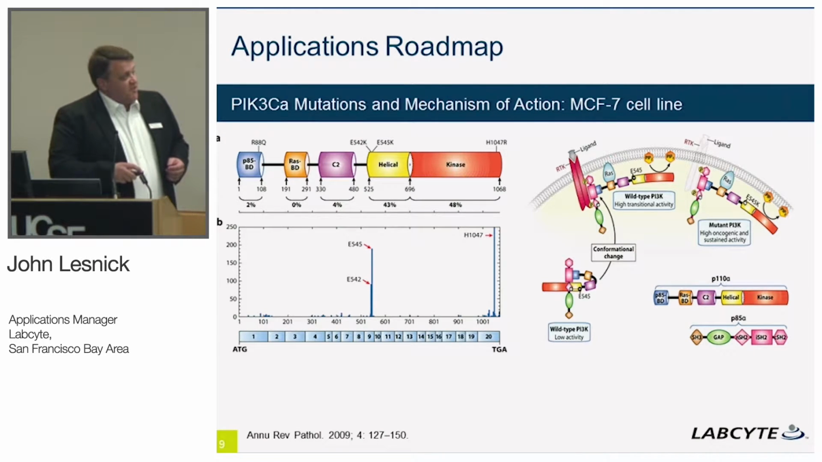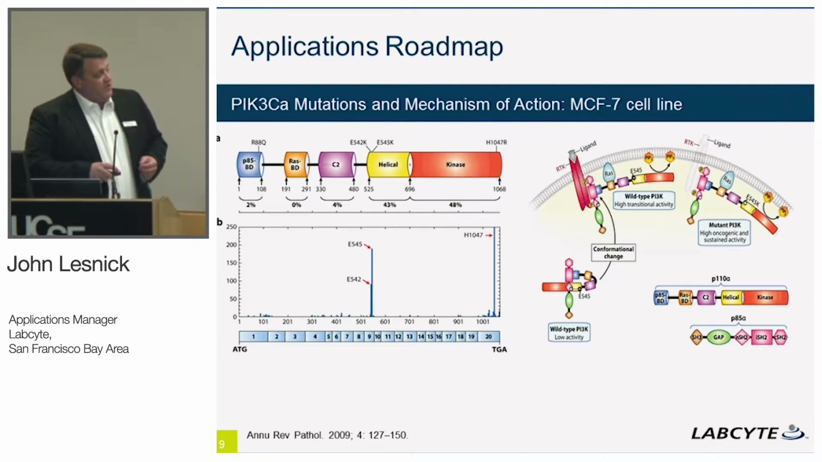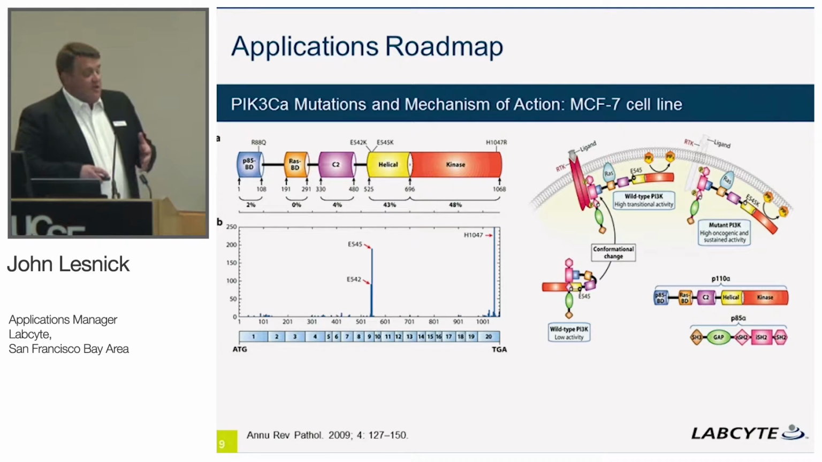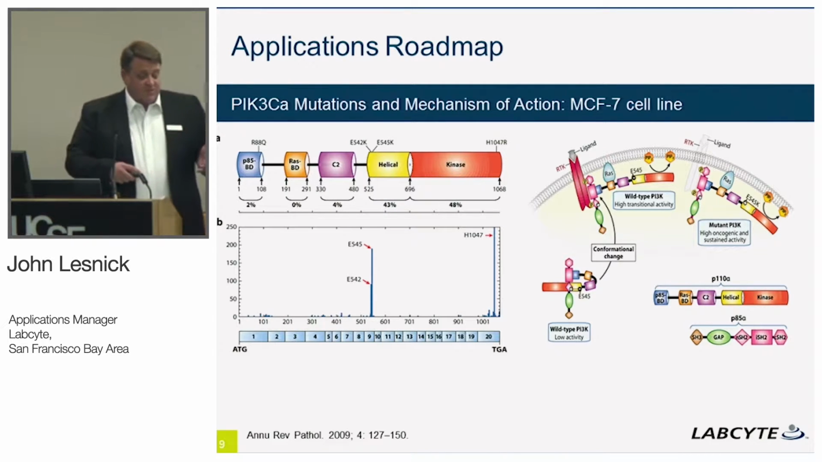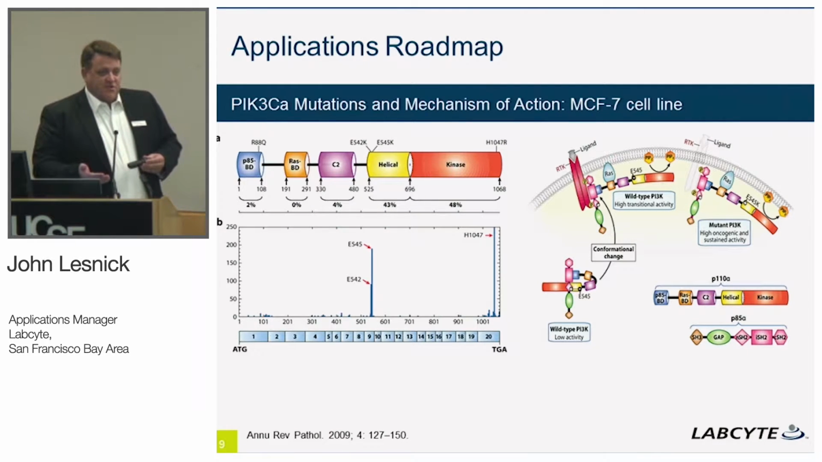What this translates to is under normal circumstances, you're going to have a ligand binding to the RTK, and that's going to cause activation. When you have one of these mutations, essentially you have no ligand binding. Rather than being in the inactive state, where it's got a conformational change with the P85, it's opened up, and then it's available to phosphorylate PIP2 to PIP3. So this is the mechanism of action by which it's able to create a signal transduction pathway in the absence of stimulation.